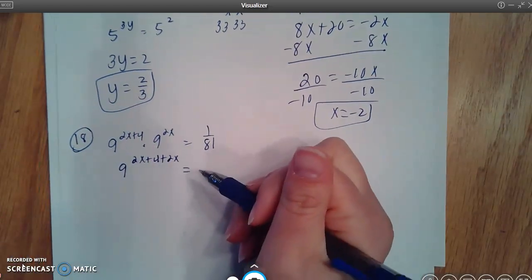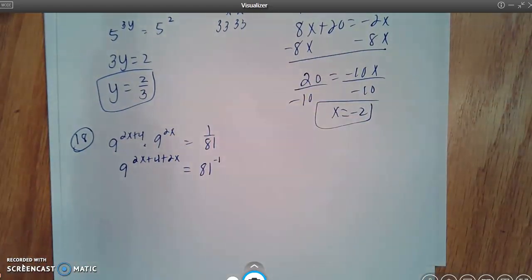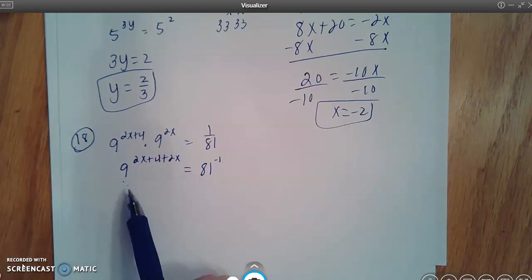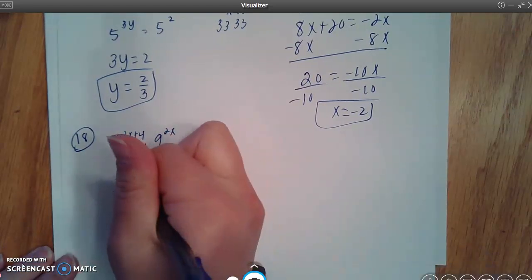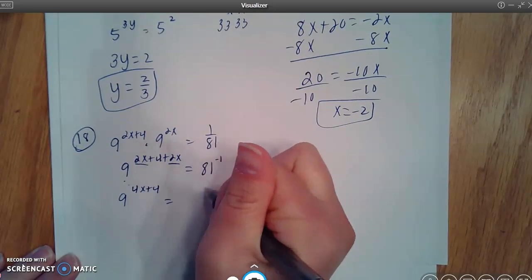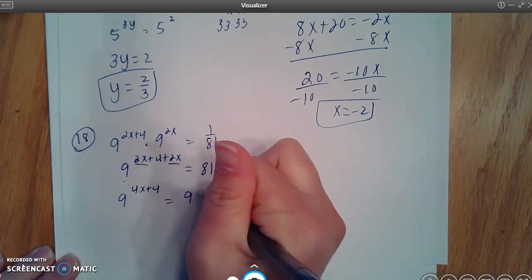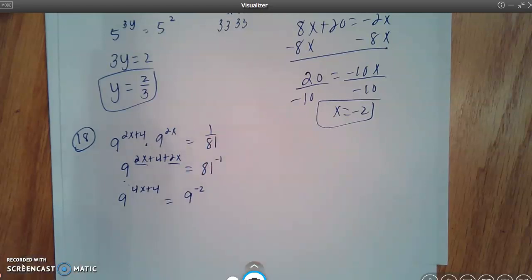I don't like having these numbers in the denominator, so I'm going to move my 81 up to my numerator, and it becomes 81 to the negative 1. Now, these bases need to be the same. They're currently not. So my left side, if we simplify 2x and 2x, is 4x plus 4. And then we know 81 is the same thing as 9 squared. Since it's a negative 1, this becomes a negative 2.